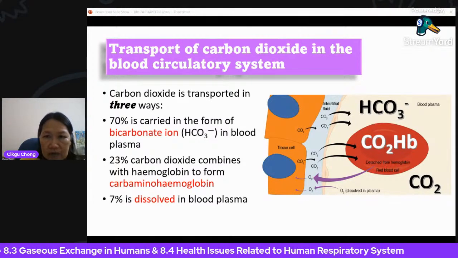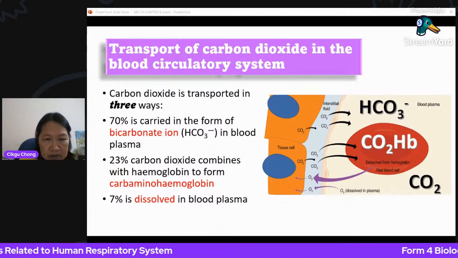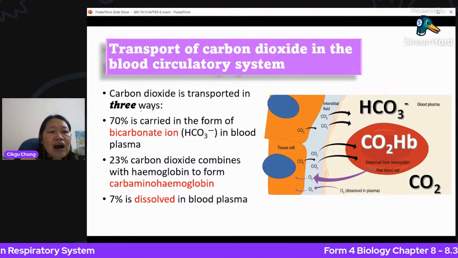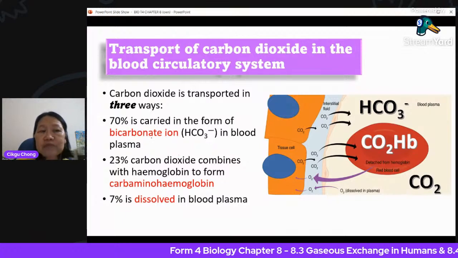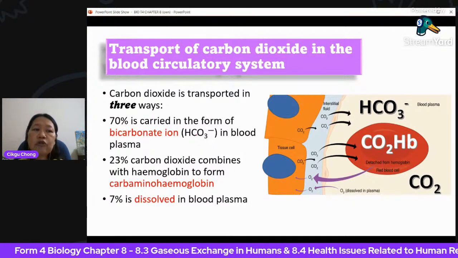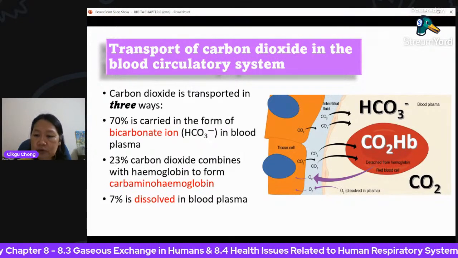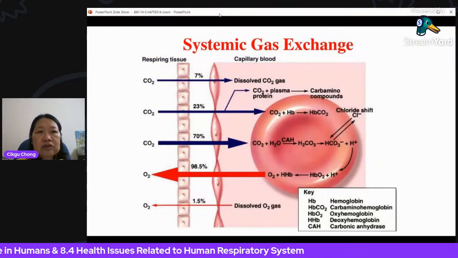Okay, now how do you get this 70%? How do you form the bicarbonate ion from the CO2? How do you form the bicarbonate ion? Okay, so we've got to see this. All right, clear?